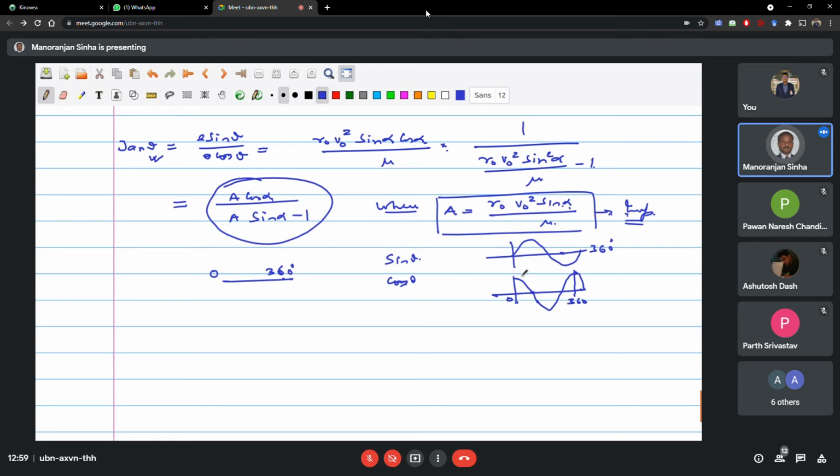So looking at the sign, if both are positive, it lies between 0 and 90 degrees. If sin theta is positive and cos theta is negative, it lies between 90 and 180 degrees. If both are negative, it lies between 180 and 270 degrees. While if cos theta is positive and sin theta is negative, then it is between 270 and 360 degrees. So you can decide where the satellite is lying in the orbit.